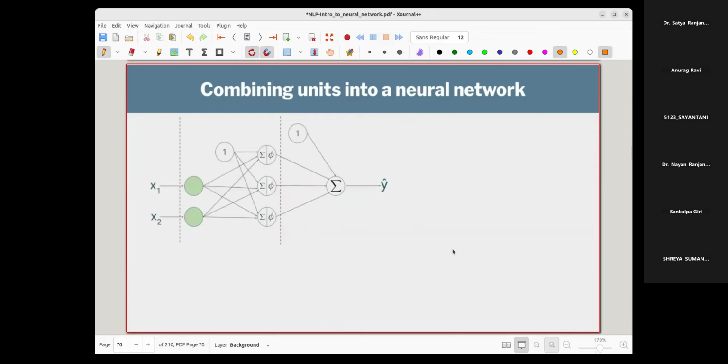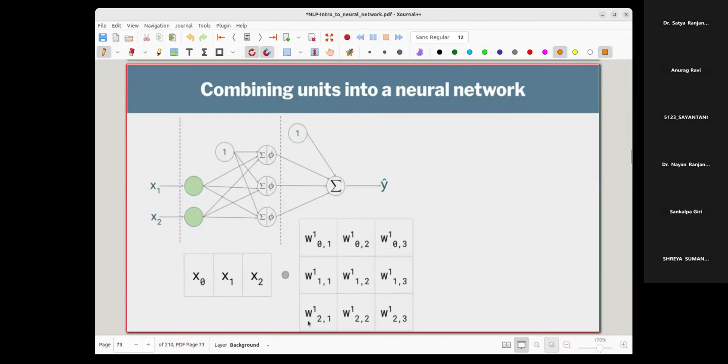Let's see. Let's take three values: x0, x1, and x2. What is x0? x0 is this one, which is your bias. So x0, and you have x1, x2, two other features. The values are there, and x0 is just one. Now, these are your W's present between the input layer and the first hidden layer. How many W's are there? 9 W's are there. Why 9 W's? Because you see how many connections. For x0, there are 3 connections. For x1, there are 3 connections. For x2, there are 3 connections. So it is 9 connections.